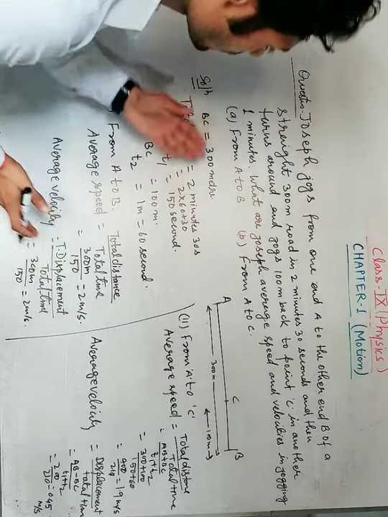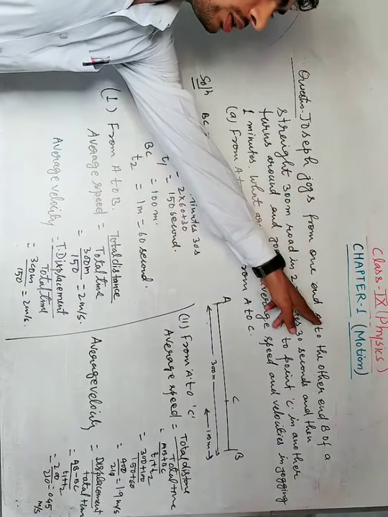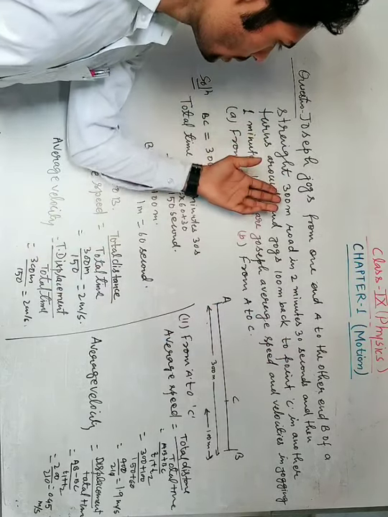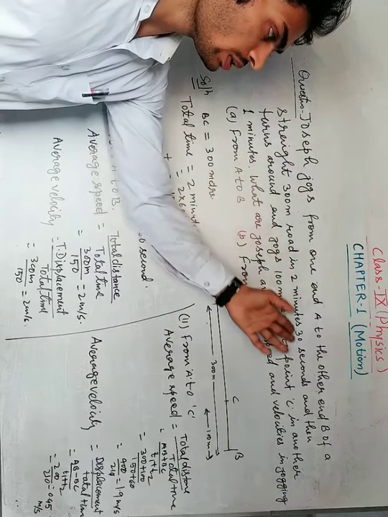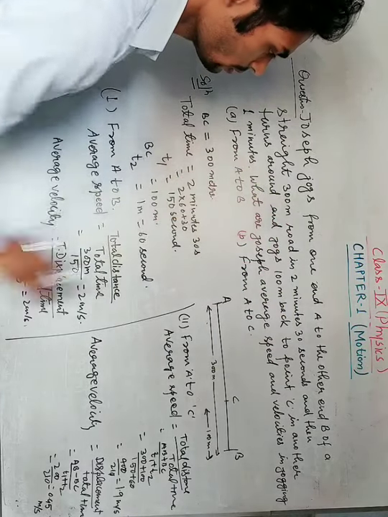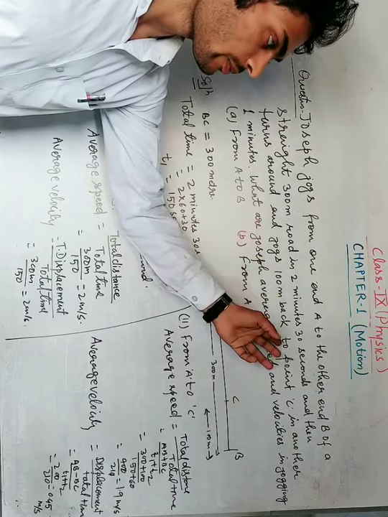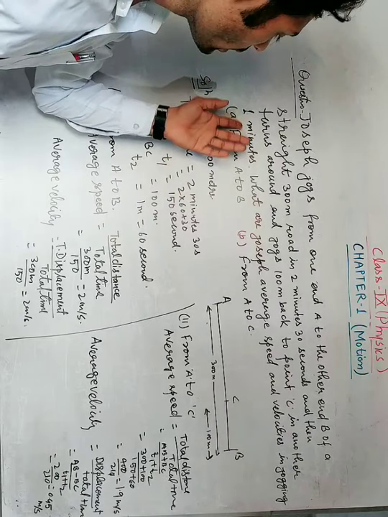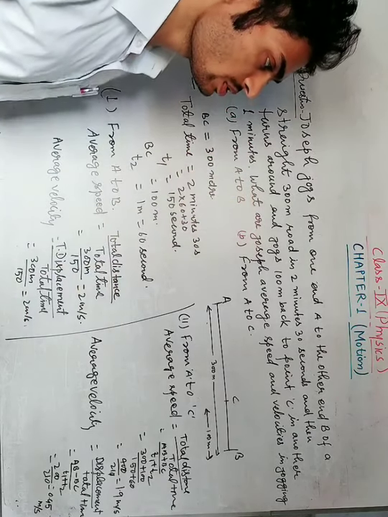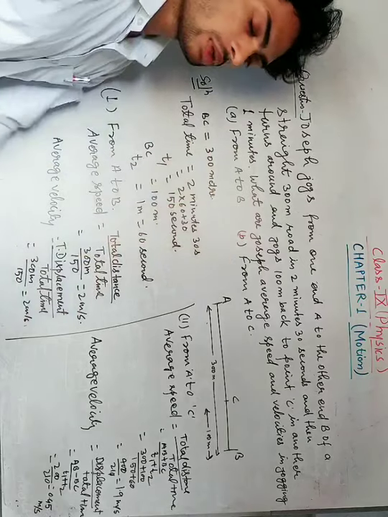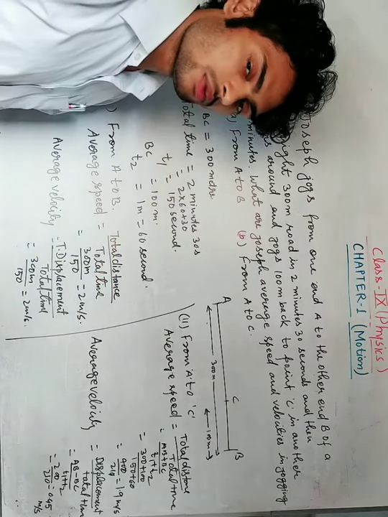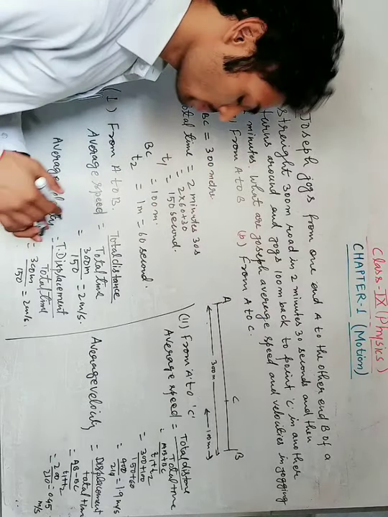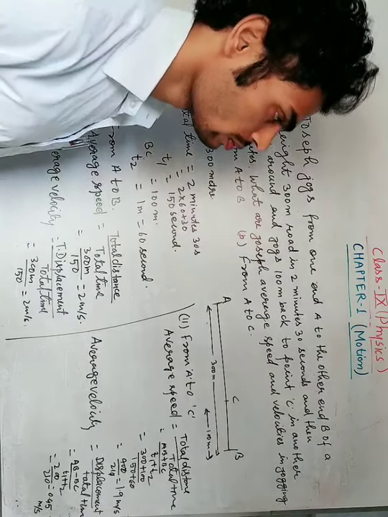So in this way, when Joseph jogs from one end A to the other end B of a straight 300 meter road in 2 minutes 30 seconds, and then turns around and jogs 100 meter back to point C in another minute, these are the average speed and average velocity from A to B and from A to C, in both conditions.